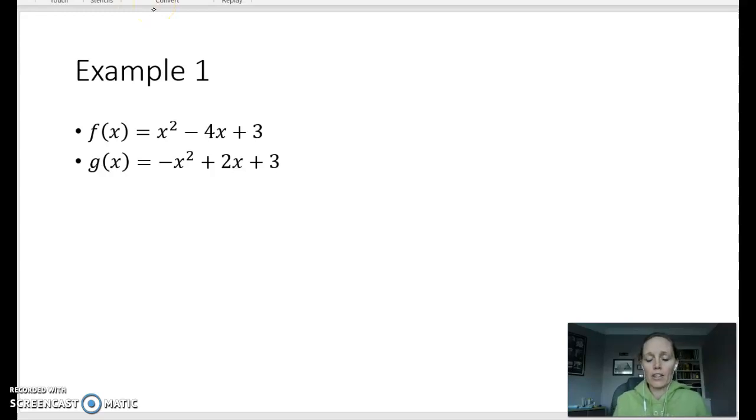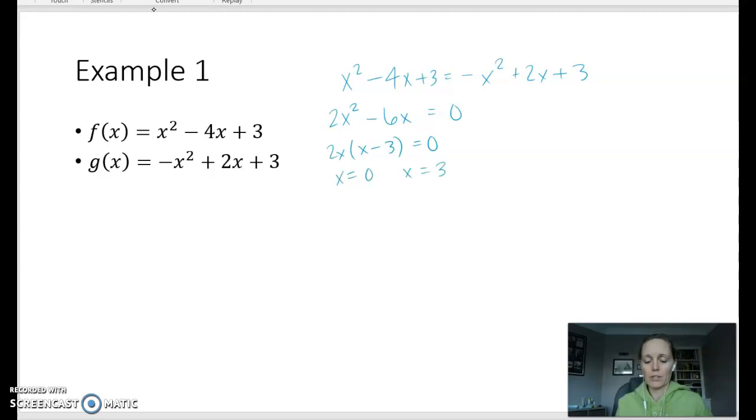To find the area between these curves, we first need to know where these curves intersect. So we're going to set them equal to each other. Then I want to get this equal to 0, so I'm going to move everything from the right side over to the left side. I'm going to add x squared and get 2x squared. I'm going to subtract 2x and get negative 6x. And when I subtract 3, the constants cancel out, so now my equation is equal to 0. I factor out a 2x from both sides, and I'm left with x minus 3. So I know that these equations intersect at x equals 0 and x equals 3. Those are going to be the bounds on my integral.